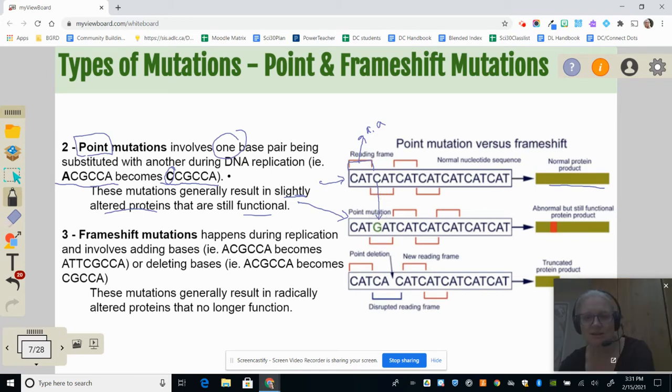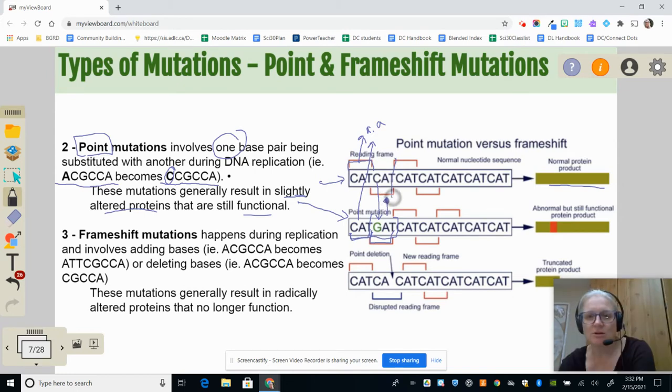You can see that. And you're still having the same reading code, the same frame, right? These first 3 nucleotides are going to code for the same amino acid. This next 3 codes for a totally different amino acid though. Right, so there's a change in the protein.